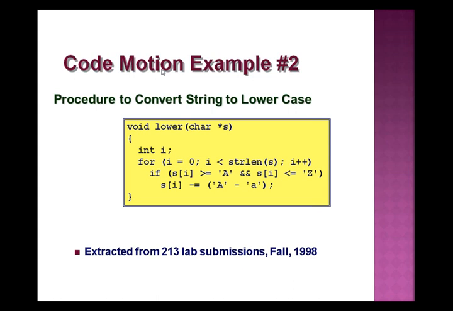Then uses the if statement. If s[i], at the 0th location, is greater than or equal to 'A' and less than or equal to 'Z', then s[i] equals s[i] plus 'a' minus 'A'. That is, capital A will be replaced by small a, capital B by small b, capital C by small c. Then curly brace is closed.